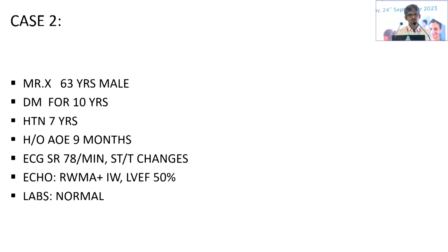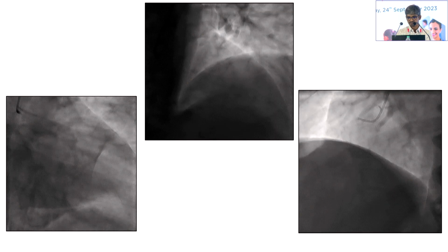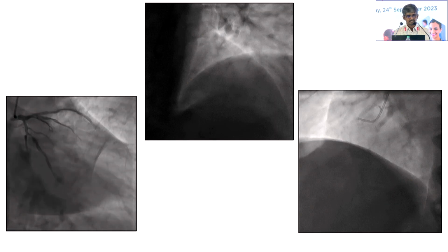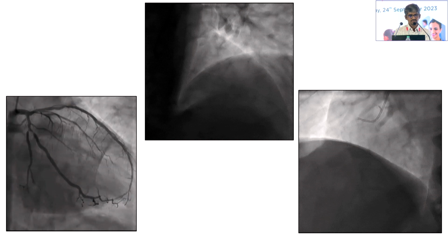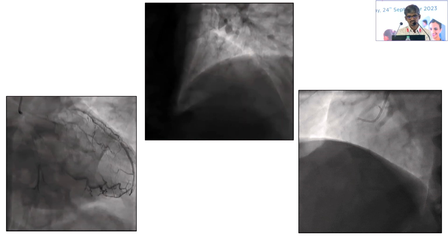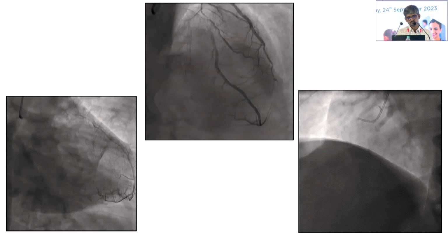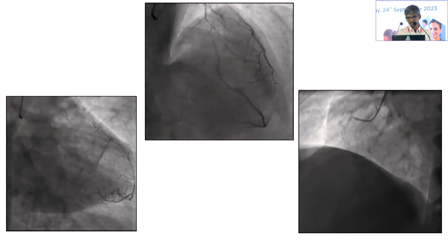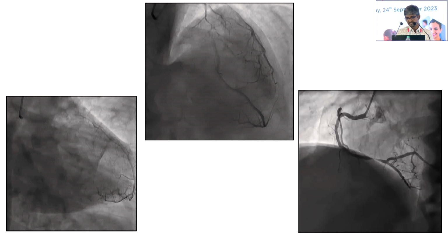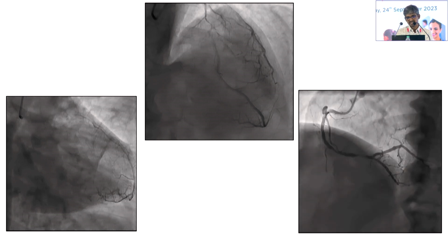So this is case 2, a 63-year-old male, diabetic for 10 years, hypertension for 7 years. He presented with angina for 9 months. ECG shows some ST-T changes and echo shows inferior MI with EF of 50%. They show severe OM disease. Angiographically, the LAD mid-segment shows borderline disease, and the distal RCA shows a very critical RCA disease. He had an old inferior MI.